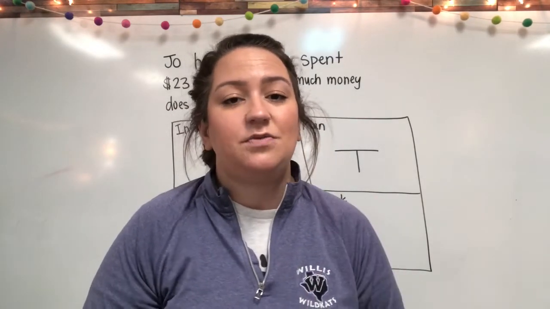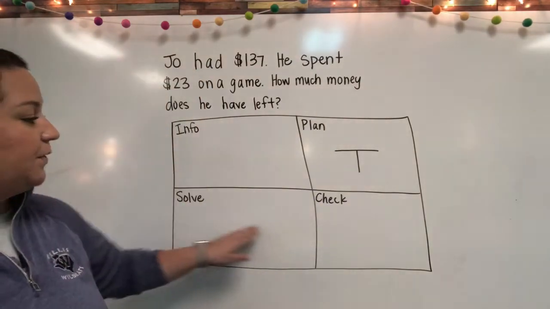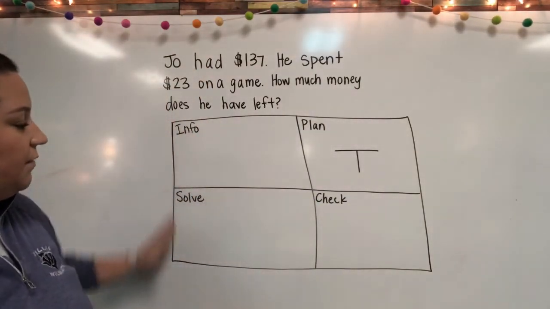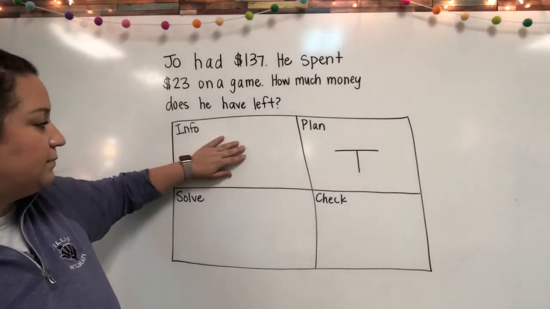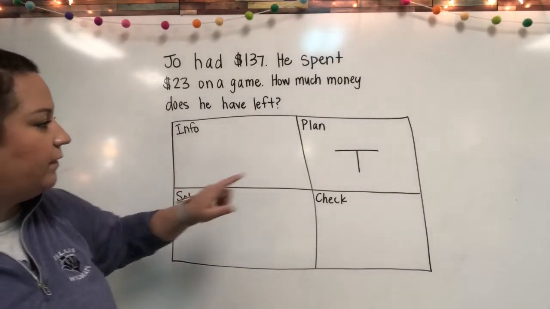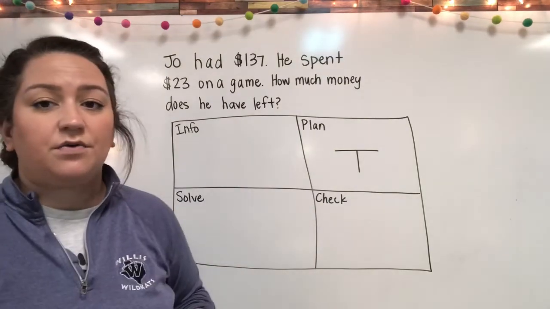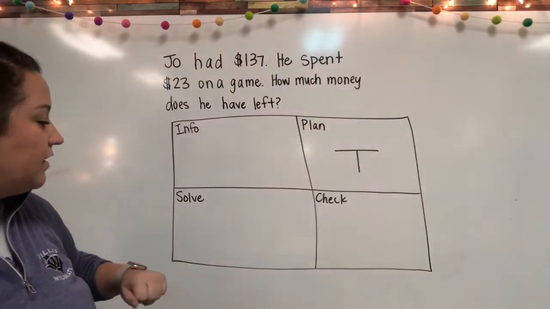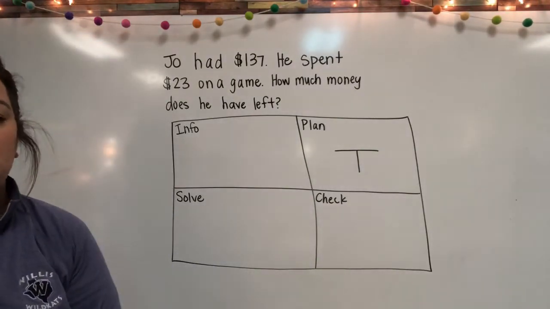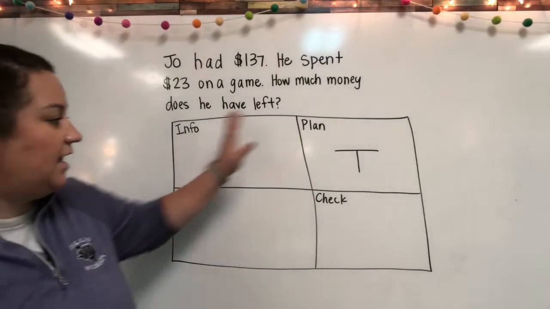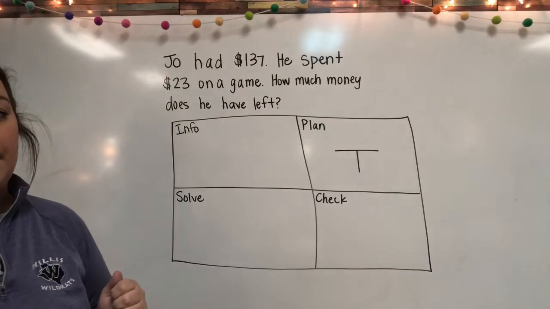So the first thing that you need to draw on your paper is your problem solving mat. So you have a big square divided into 4 boxes. Your first box is where we're going to put all the important information. Your next box is where we're going to be planning. The third box is where we're going to be solving. And the fourth box is where we're going to be checking. So you should have a big problem solving mat on your piece of paper.